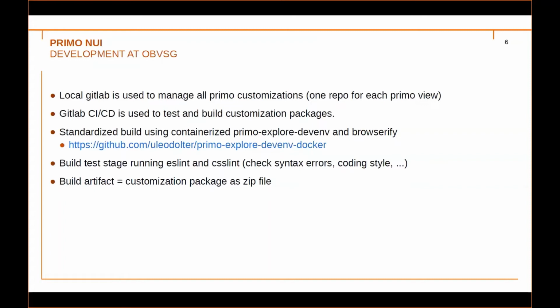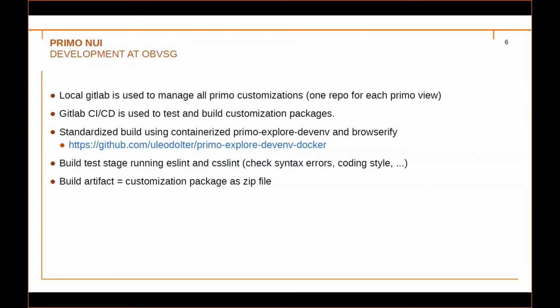So in the end, if I push any commit, any code change to the GitLab repo, then the build process does all the steps which I would normally do on the command line. And in the end, I have a zip file which I can download and deploy to the Primo installation.